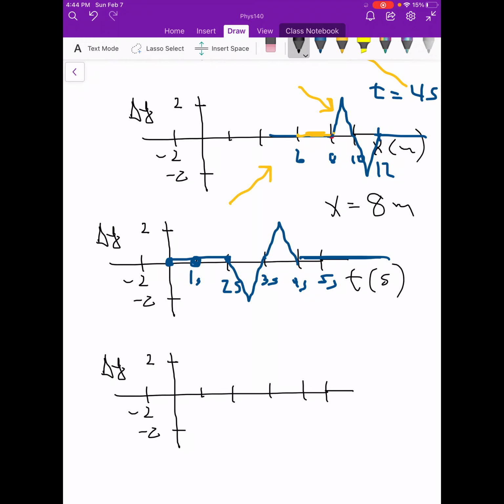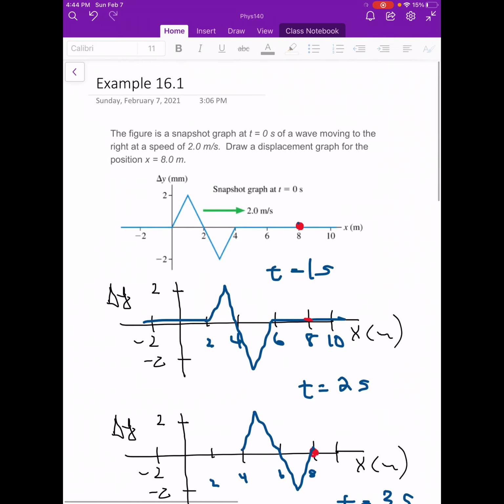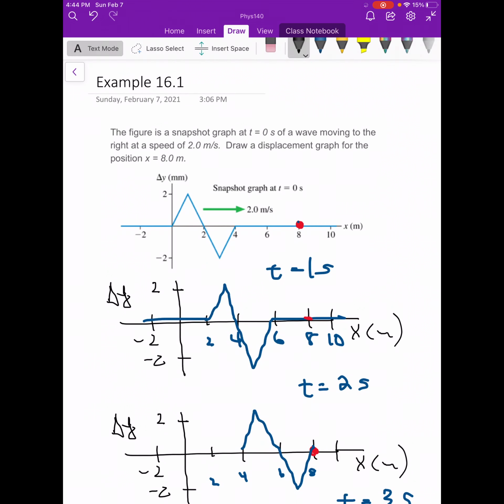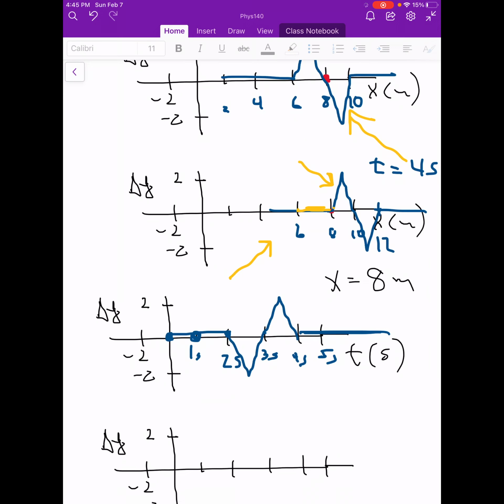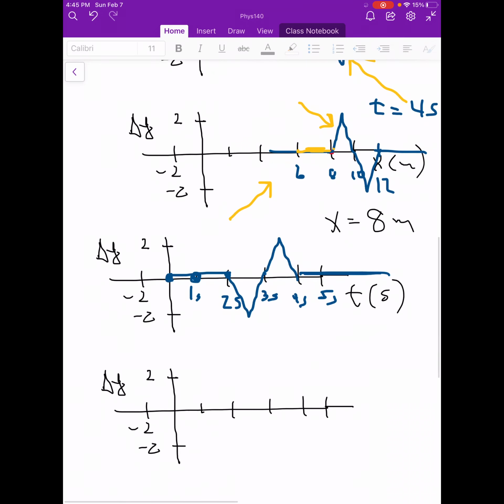And so we can notice that the shape is inverted, and that's because the leading edge, if I go back and look at my snapshot graph right here, this is my leading edge right here. And so this has got to go through 8 first before the back end does. And so since this goes through first, the bottom goes first, that's earlier in time. And so that's why we see that the graph is flipped for my last graph here for the displacement or history graph.